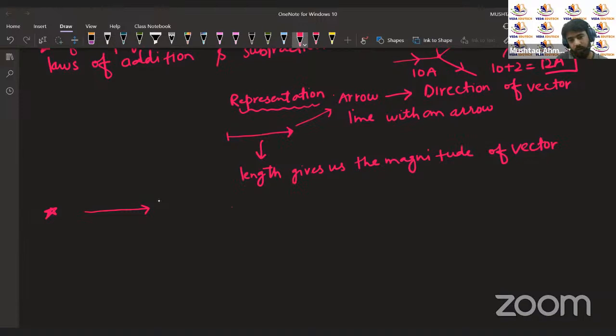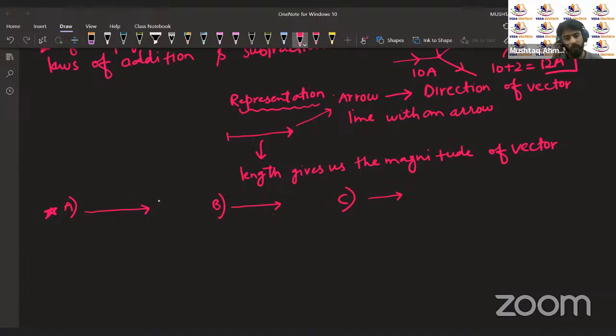This is a vector, and this is also a vector, and this is also a vector. Let me call these A, B, and C here. We can clearly see that the length of vector A in case A is greater than in case B, than in case C. So we can say the magnitude of vector A is greater than the magnitude of vector B, which is greater than the magnitude of vector C.